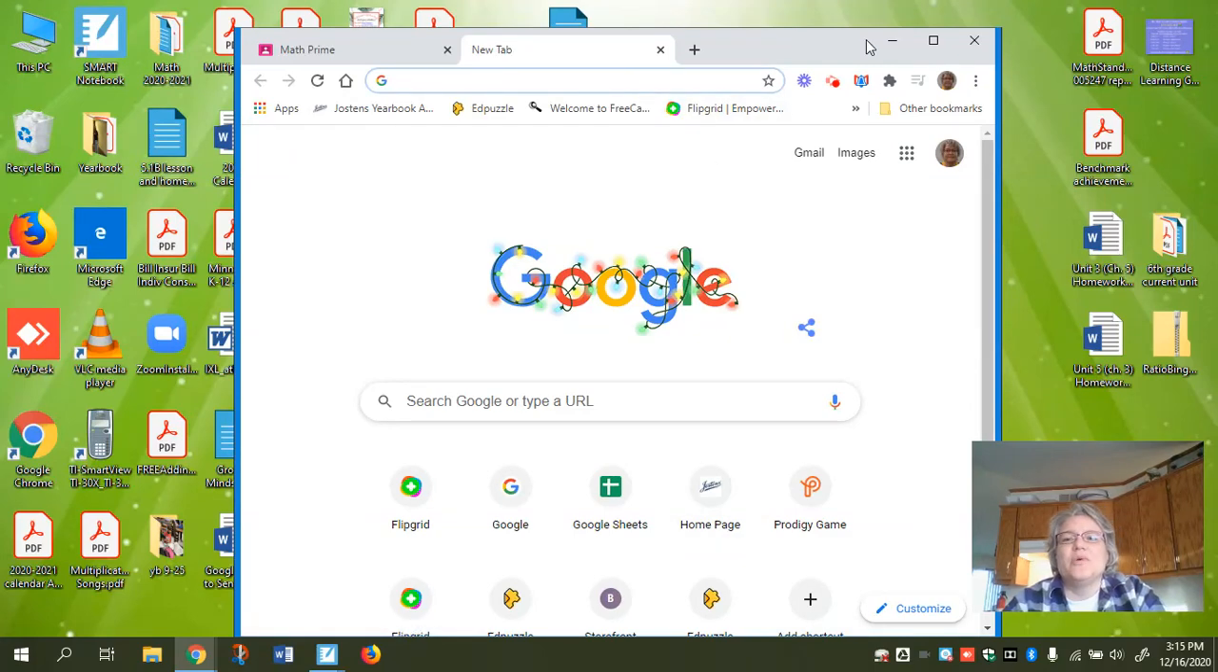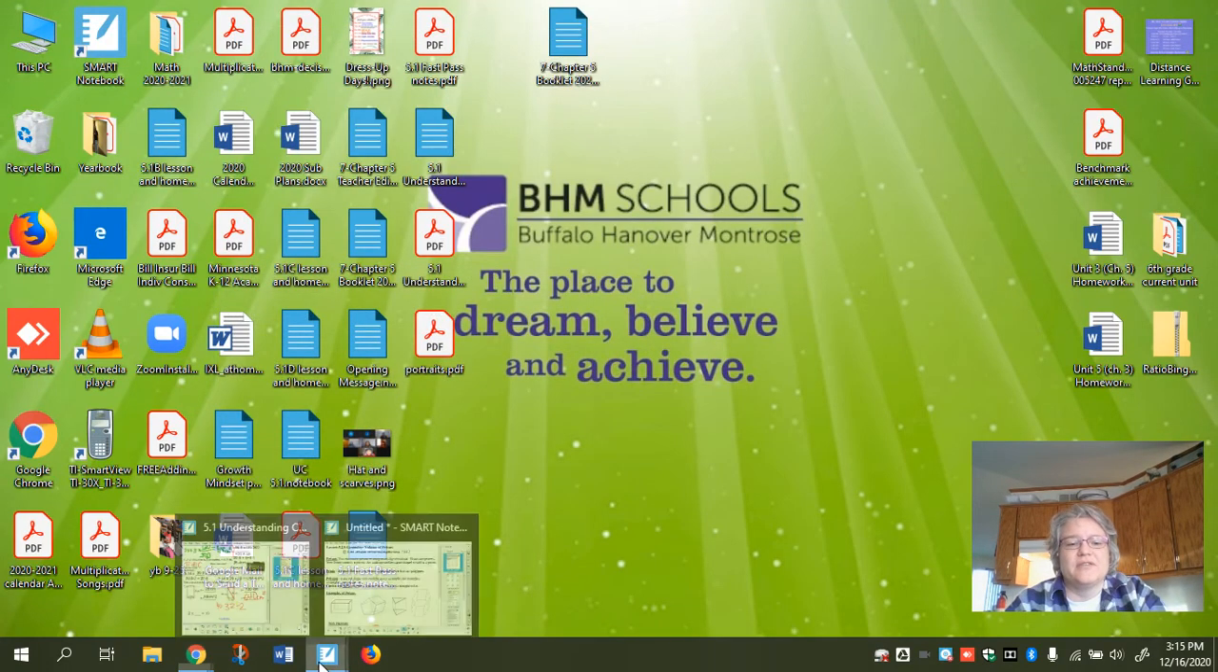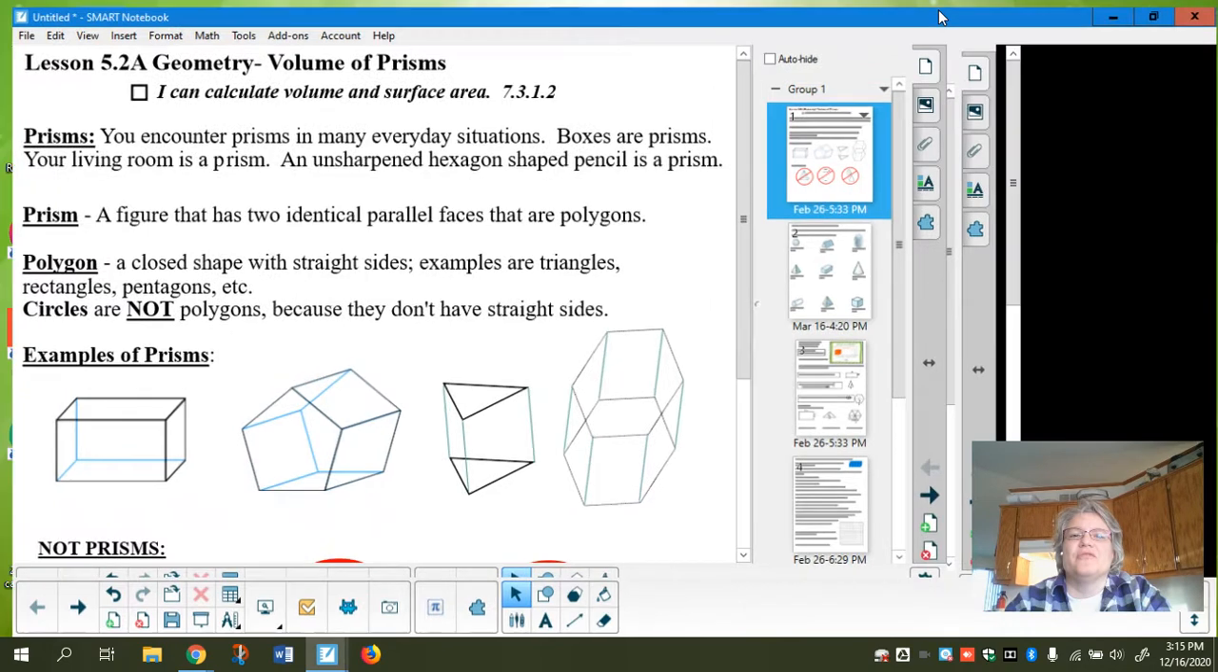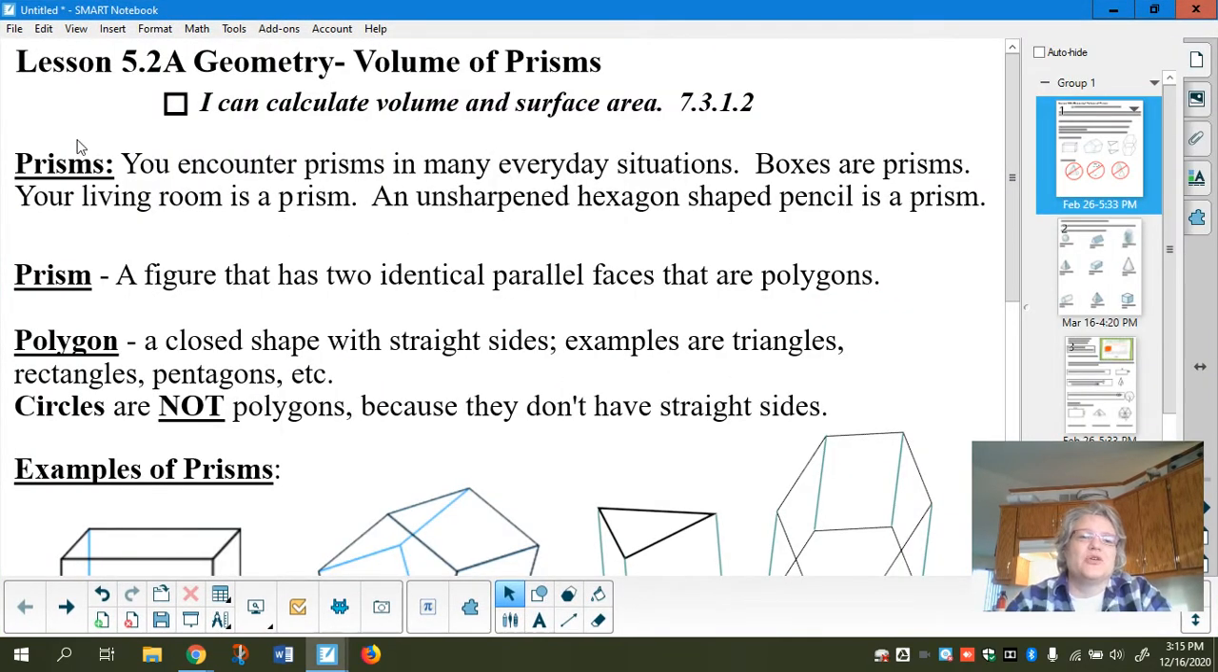Hi, today we are doing lesson 5.2a, geometry, volume of prisms. So today our goal is to be able to find the volume of a prism. In order to start that, we need to know what a prism is. A prism is a figure that has two identical parallel faces that are polygons.